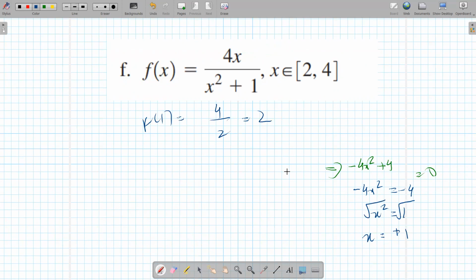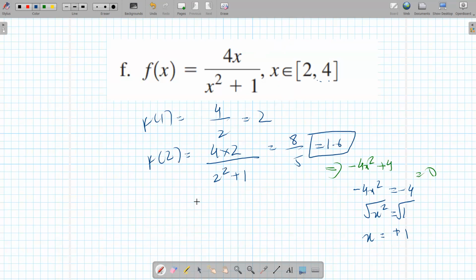So what's the trick that we can use? Well, let's just plug any other value in from the interval in there. So let's plug f of 2. Let's see what that gives us. So that's going to give us 4 times 2 over 2 squared plus 1. It's 8 over 5. It's 1.6, right? So at 2, you're at 1.6. At 1, you're at 2. So is this a maximum or a minimum? It must be a max, right?